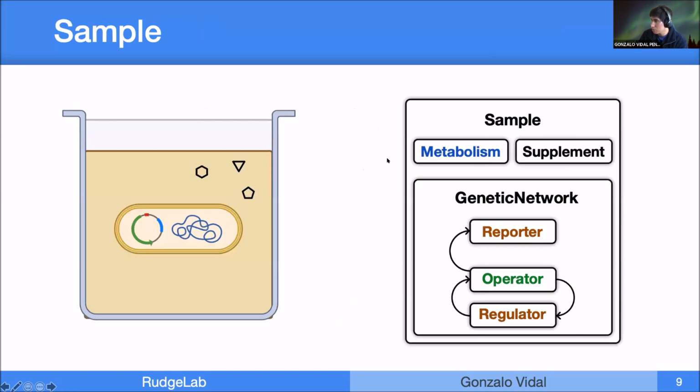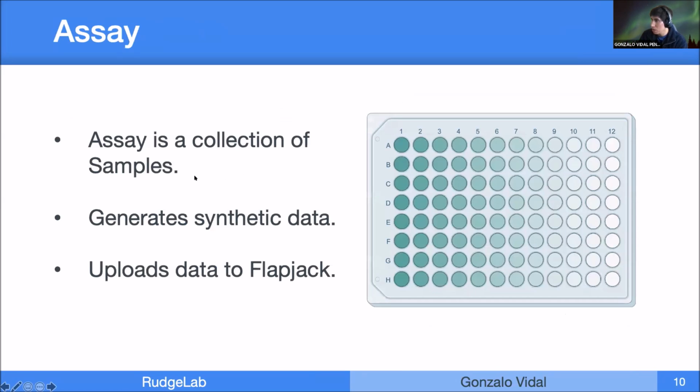We have a sample that is basically one well of your well plate, which has a cell, and the cell has the genetic network or the DNA in general. It can have supplements like this one, or small chemicals like IPTG. And the assay is the collection of samples. So here we have the whole 96 well plate. And Loica can generate synthetic data in this format, so it's compatible with Flapjack, and uploads the data to Flapjack.